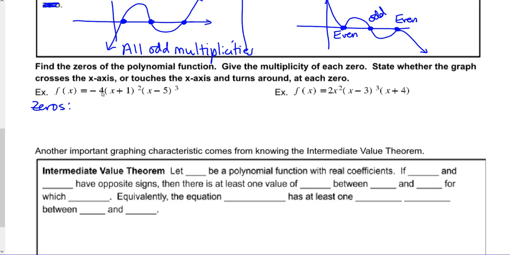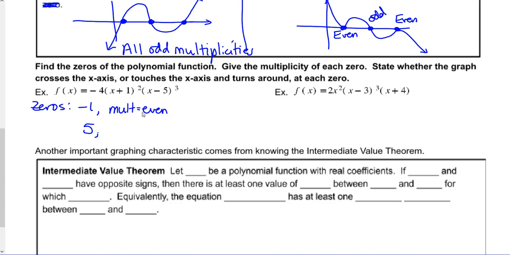Unfortunately, -4 will never equal 0, so it's never going to give us a 0. But what number plus 1 is 0? It is -1. What number minus 5 is 0? It is +5. So those are our two zeros. Now, let's talk about the multiplicity. The multiplicity of our 0 at -1, look at the power. The power is 2, so it is even, okay?